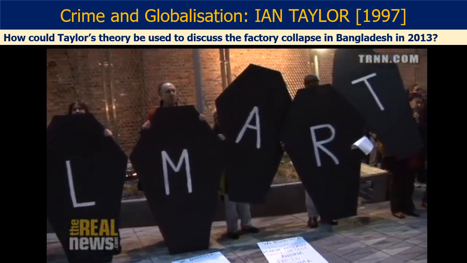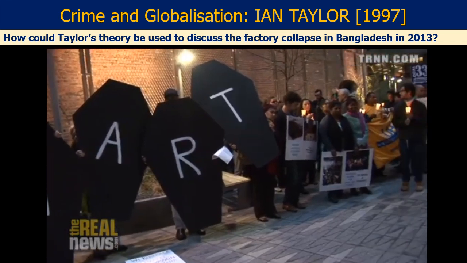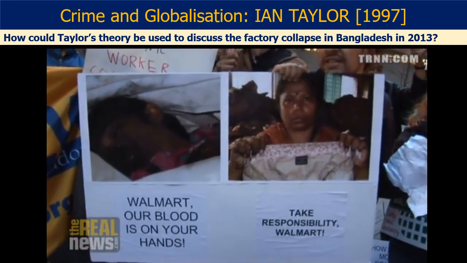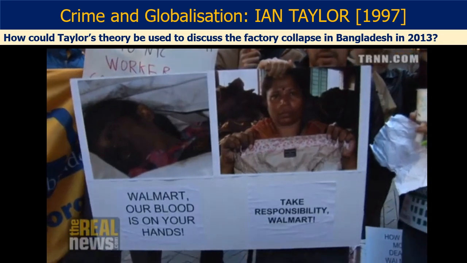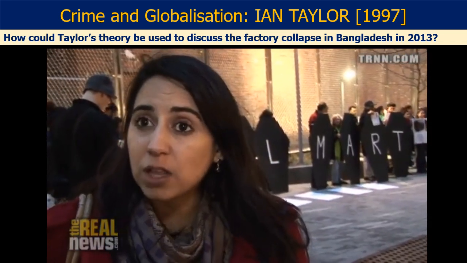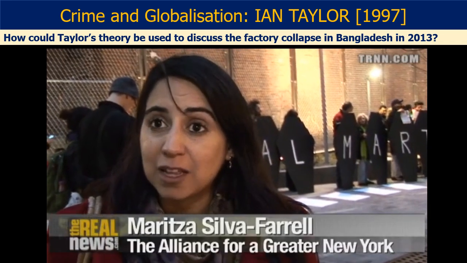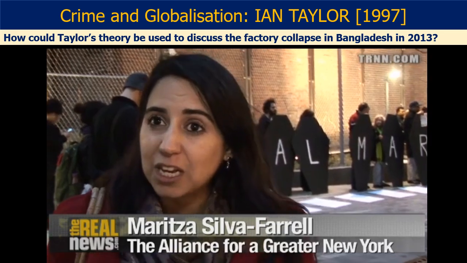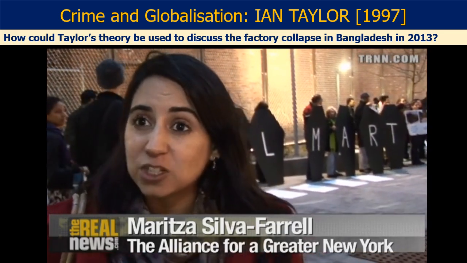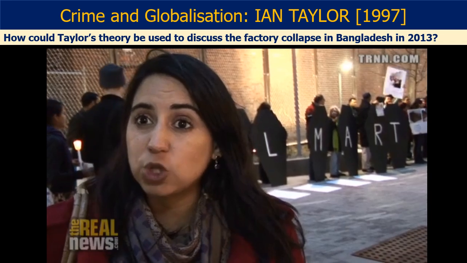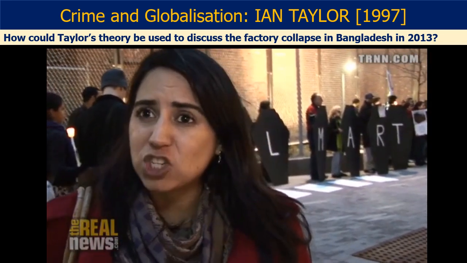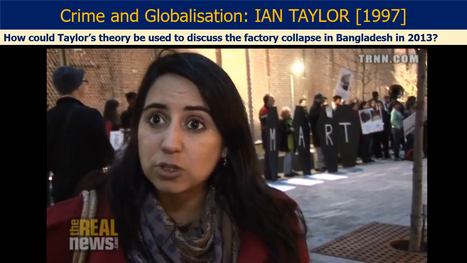This is Maritza Silver-Farrell, senior organizer of the Alliance for a Greater New York, speaking to the Real News a few days before the Rana Plaza collapse. We are having a symbolic funeral in the name of 112 workers who recently died in a factory in Bangladesh, mainly because of the irresponsibility of Walmart and other companies that source from Bangladesh to be able to sell some of those cheap goods in the U.S. So that's why we organize this event, to make sure that their voices are heard, that Walmart makes changes, and also that the Walmart Board of Directors takes action, because they do have the power to make those changes.